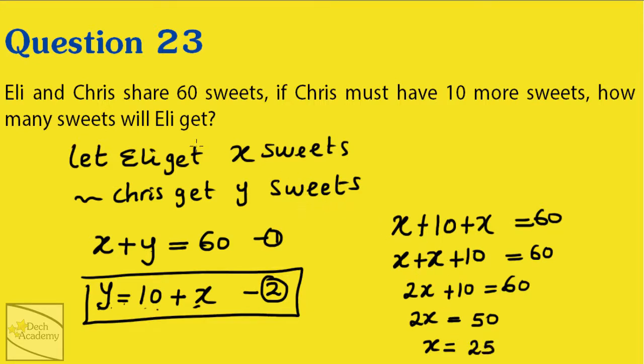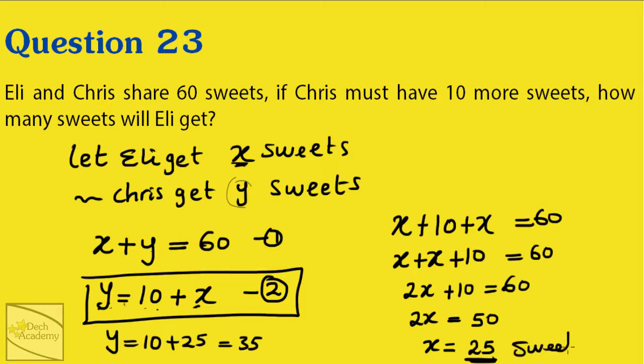So how many sweets will Eli get? Eli gets X sweets. Eli gets 25 sweets. How many sweets does Chris get? Chris gets Y sweets. How do we find Y? Well, from this equation, you know that Y is 10 plus X, which means that Y must be 10 plus 25. So Y is 35 sweets.